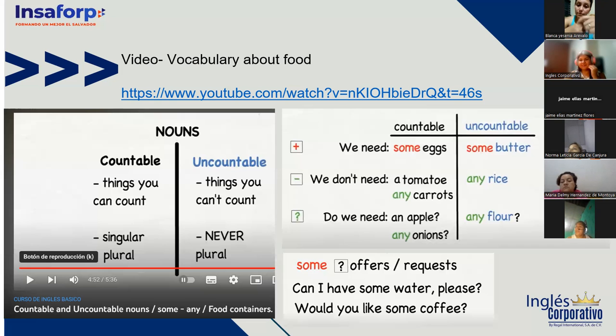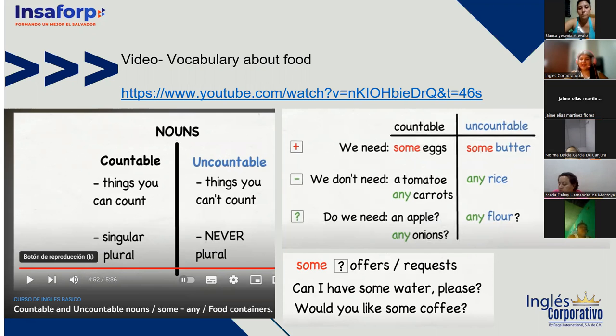Algo así como más. No líquido, pero ¿cómo se dice lo contrario? Sólido. Pueden ser granos también, como the rice. Ajá. The bread. Good.